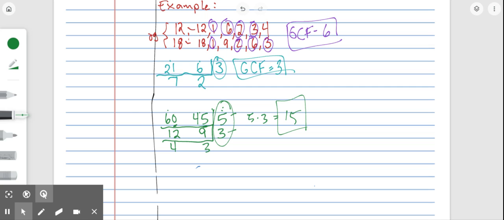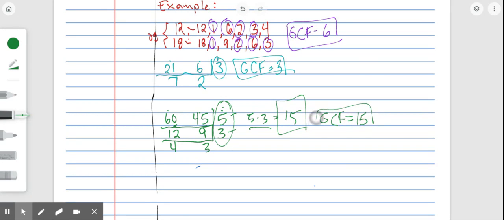Okay, so continuing on this one that we left off on, because 5 and 3 are both common factors of 60 and 45, when I multiply them, I get their greatest common factor. GCF is 15. And that's because, notice at the bottom, 4 and 3 don't have any common terms. Like, they don't have any common factors. So I know that this is as far as I can go.